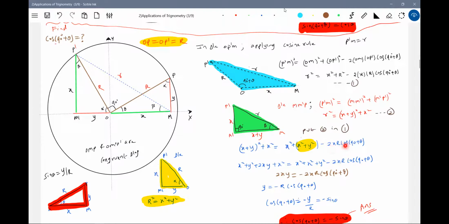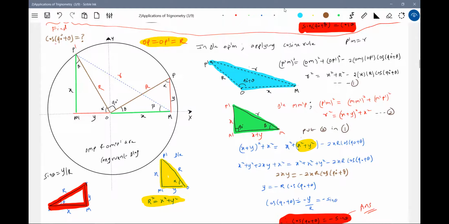So we'll expand this A plus B whole square formula, X plus Y whole square. So X square plus Y square plus 2xy plus X square is equal to X square plus Y square. So now I think this X square will cancel. So what will be left over? 2xy minus 2xr cos of 90 plus theta. 2x gets cancelled. So y is equal to minus r cos of 90 plus theta. So cos of 90 plus theta, let me write it as minus of y by r.